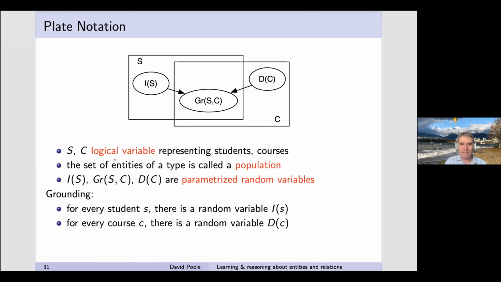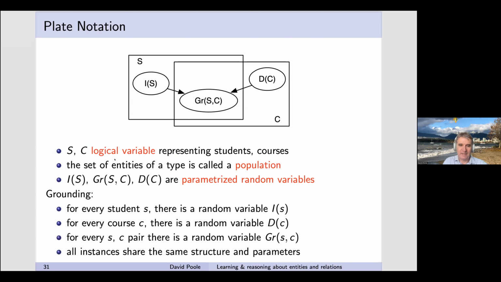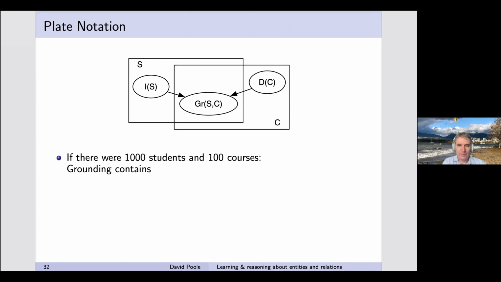Okay, so these are called parameterized random variables. For every student S, there's a random variable I of S, and for every course C, there's a random variable D of C. And for every student-course pair, there's a random variable G of S and C. And all of the instances share the same structure and parameters. So this is the basis of models that in the statistical relational AI community you've been working on.